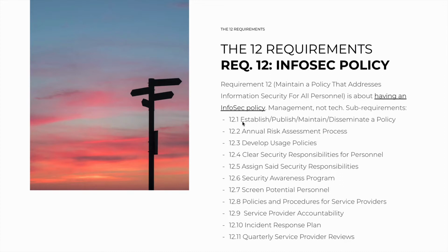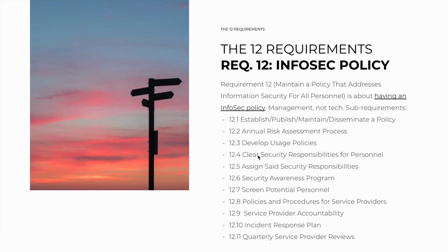Anyway, 12.1 is about establishing, publishing, maintaining, and disseminating this policy. It's about making sure that you do have this policy and that it reaches the people that must know about it. 12.2 is about having an annual risk assessment process. Every year, you must be aware of what threats and what vulnerabilities exist and plan for them. 12.3 is about developing usage policies. What technology can be used, by whom, and what are the acceptable uses.